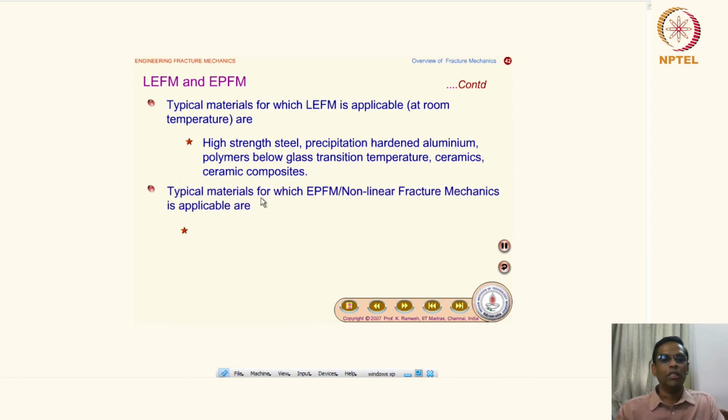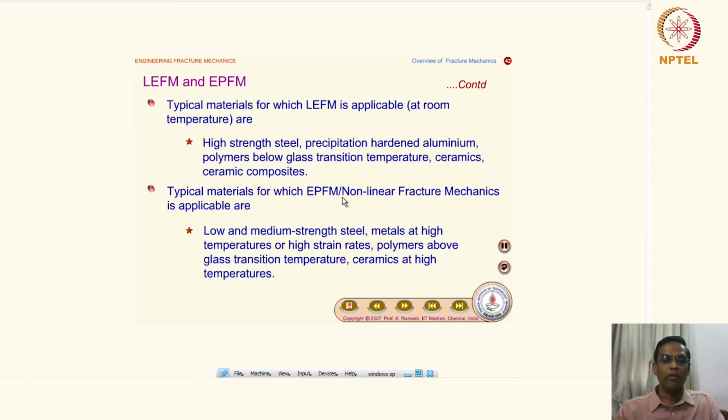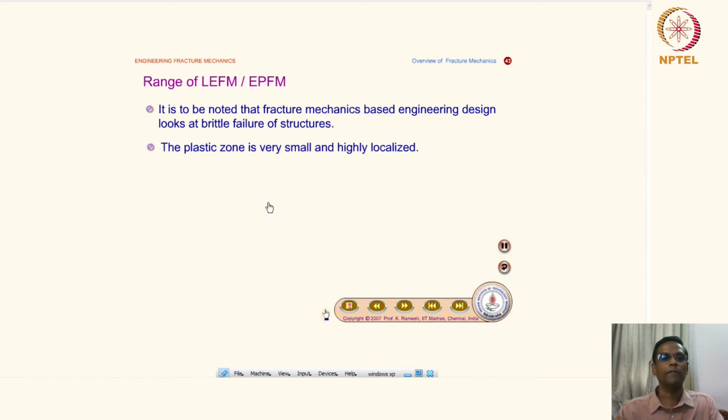So typical materials for which EPFM or nonlinear fracture mechanics is applicable are low and medium strength steel, metals at high temperatures or high strain rates, polymers above glass transition temperature, ceramics at high temperature. So it is quite obvious. We have looked at all these parameters, like we looked at room temperature deformation, we looked at high temperature deformation of all these materials. In fact, elaborately, we also looked at the creep behavior. So now you will have a nice background to appreciate whatever we are just mentioning here.